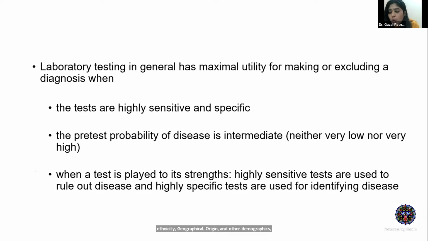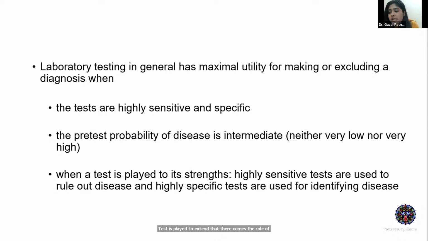So we saw that no lab test is perfect. All the tests are subject to false positive and false negative results. So what is an ideal lab test? The test would have maximum utility for making or excluding a diagnosis when it is highly sensitive and specific, when the pre-test probability is intermediate, neither very high nor very low, and when the test is played to its strength. That is where the role of the clinician comes in.